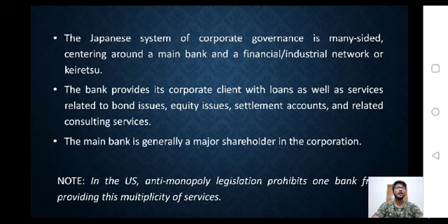The main bank is the one who gives the loans, who already has shareholdings in the company, and who also provides the supervisory board with managers and other services. They are the ones who run the corporate governance system in Japanese corporations.